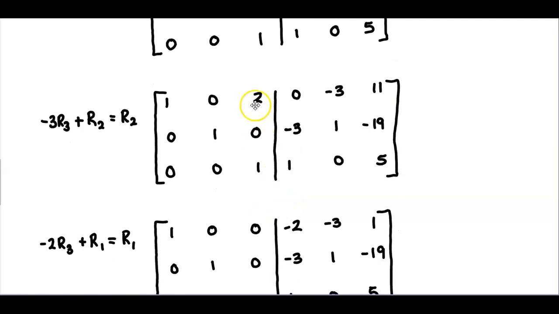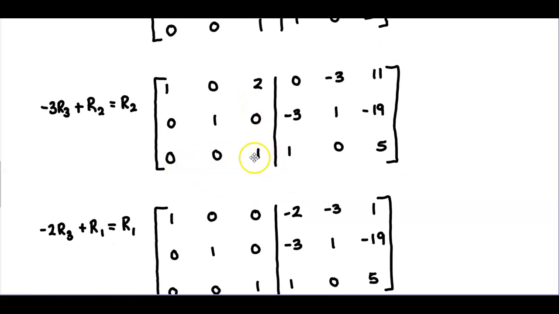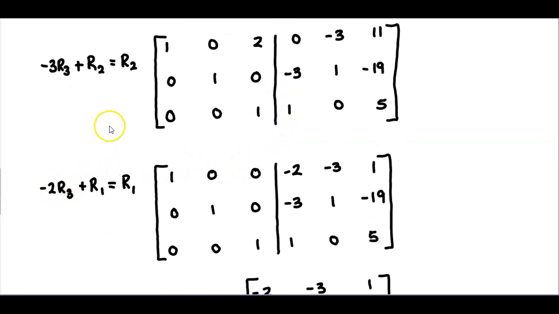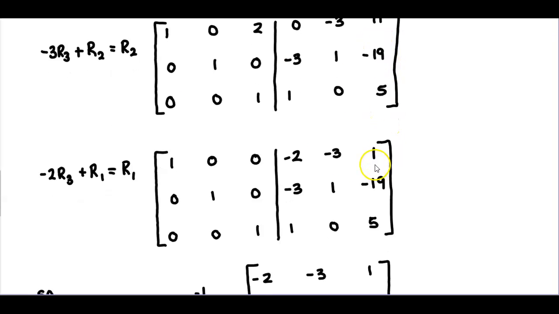So now the last thing we want to do is make this 2 a 0. So we're going to multiply row 3 by negative 2 and then add it to row 1. So negative 2 times 0 is 0, plus 1 is 1. Negative 2 times 0 is 0, plus 0 is 0. Negative 2 times 1 is negative 2, plus 2 is 0. Negative 2 times 1 is negative 2, plus 0 is negative 2. Negative 2 times 0 is 0, plus negative 3 is negative 3. Negative 2 times 5 is negative 10, plus 11 gives you positive 1.